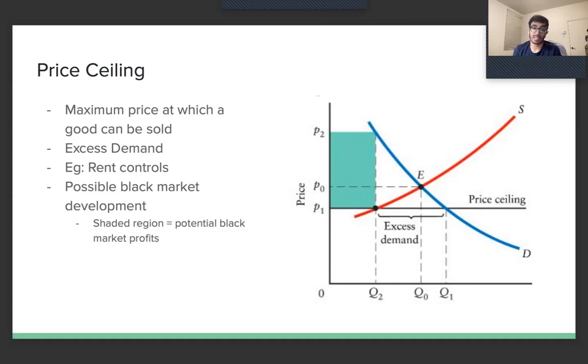And black markets are basically the same good being sold above the price ceiling level. So let's say the price ceiling was set at P1 here. And so in that case, we have an excess demand, right? So there's a smaller supply, but there's a higher demand.